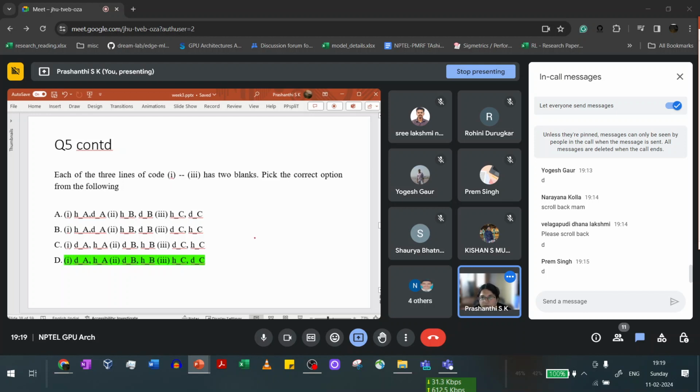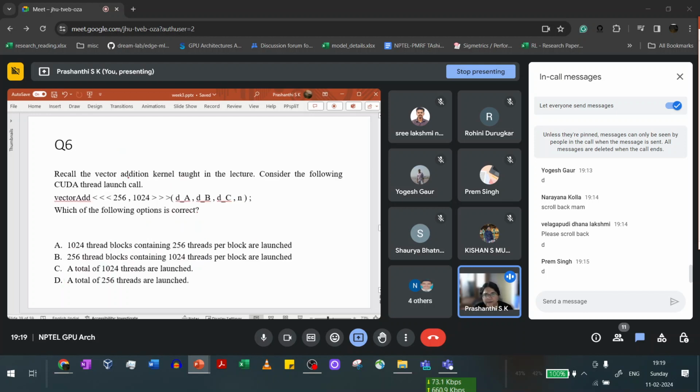Okay, we'll move to the next one. Recall the vector addition kernel taught in the lecture. Consider the following CUDA thread launch call, vector add, and you're passing two things, 256, 1024. Which of the following options is correct? 1024 thread blocks containing 256 threads per block, 256 thread blocks containing 1024 threads per block, total of 1024 threads, total of 256 threads. Think about this.